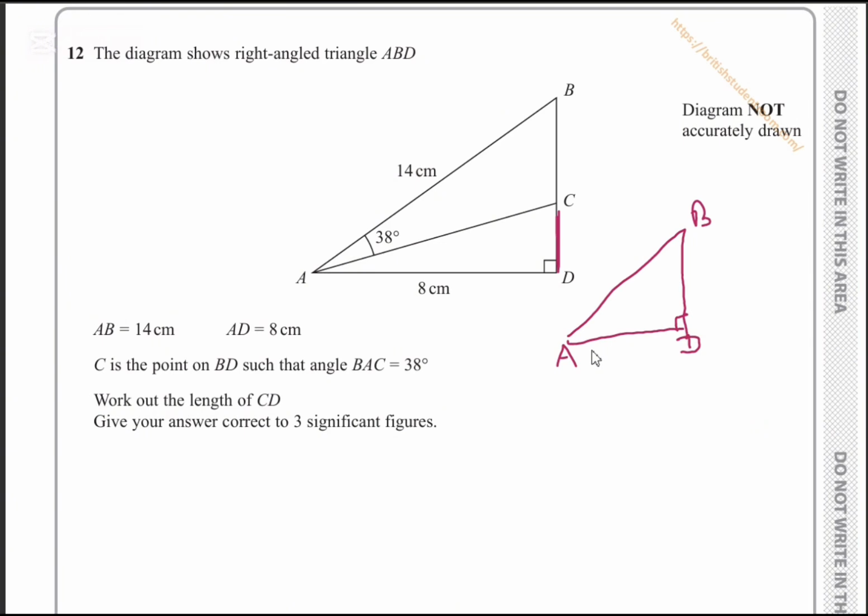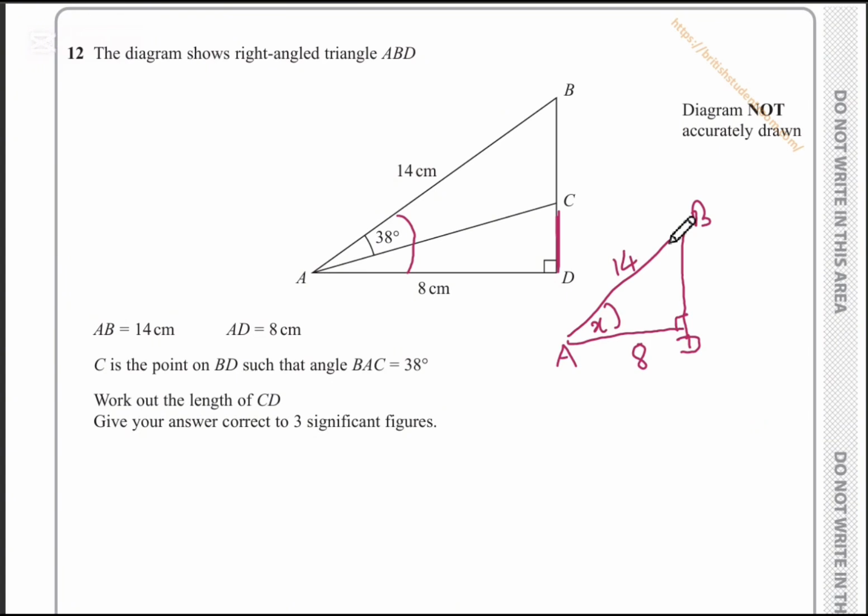AB length is 14, AD length is 8, and this angle here is this entire angle. So I'm going to consider the entire large triangle and find this large triangle angle. You'll understand why I do that in a minute. So this is the angle. I'll call this angle X. Now I have been given the adjacent and hypotenuse.